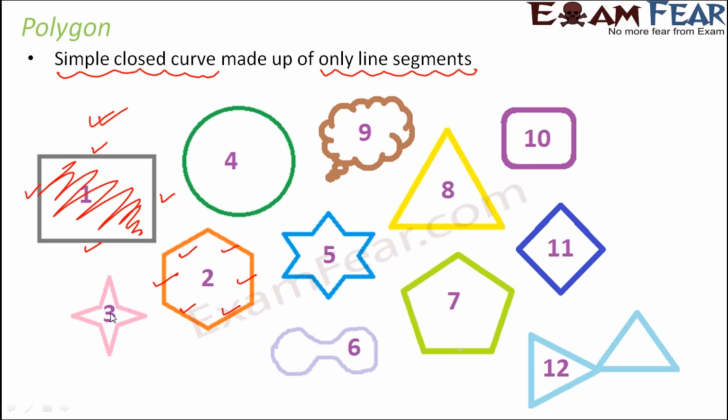Talk about this. Here also you see only line segments. 1, 2, 3, 4, 5, 6, 7, 8. 8 line segments formed this curve. So this one is again a polygon.